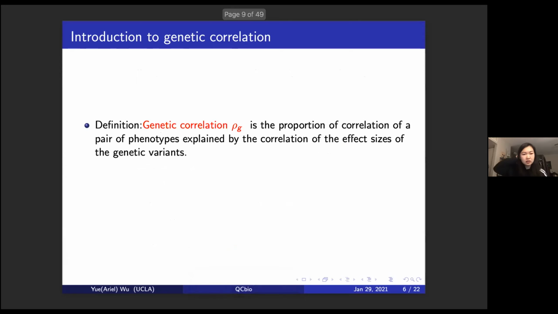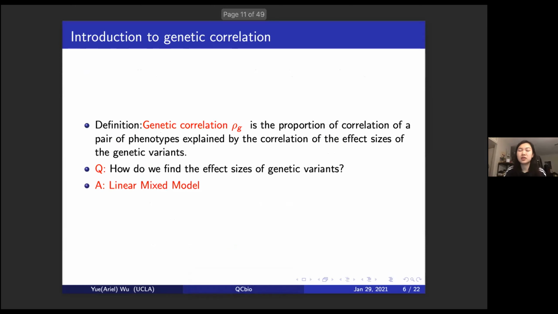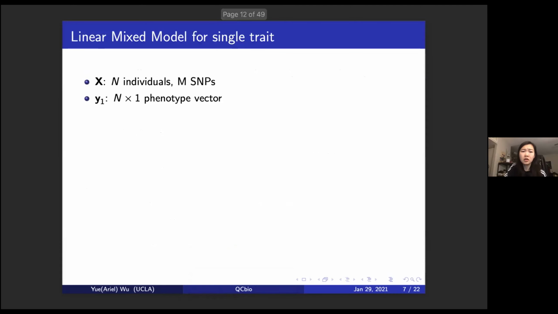So far we have defined genetic correlation. The question we need to ask now is: how do we find the effect sizes of genetic variants? The answer is that we use the linear mixed model. We start with a simpler model, the linear model with 1 trait first. Assume we have the genotype, with n individuals and observations on M genetic variants or M SNPs. And we have an n by 1 vector of phenotype, which is Y1.